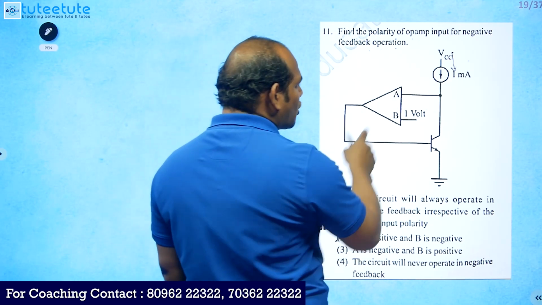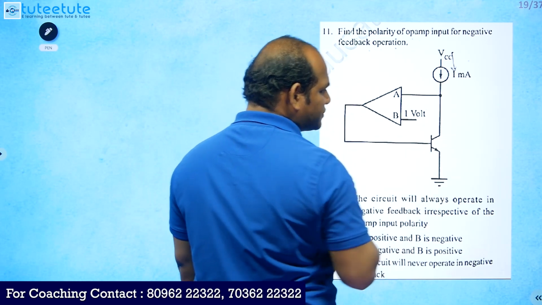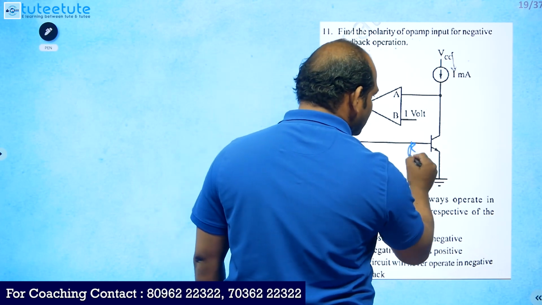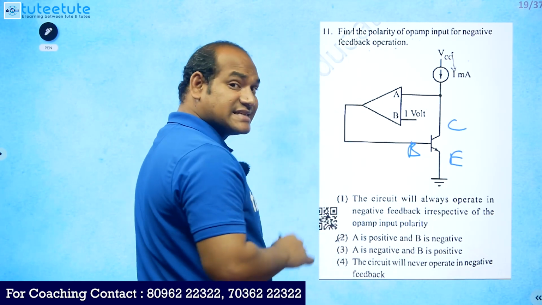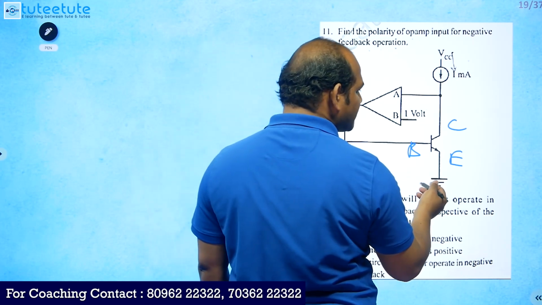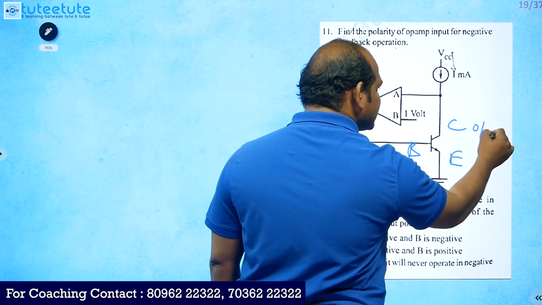But here the output of the operational amplifier is connected to an NPN transistor, with base, collector, and emitter, and the emitter is grounded, so that it is in CE configuration. In CE configuration, input is here and output is here.